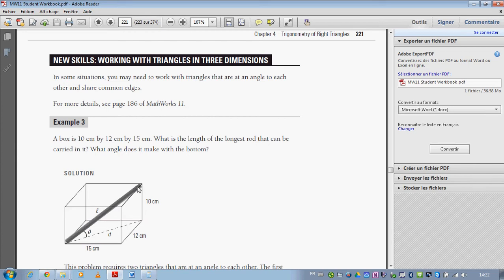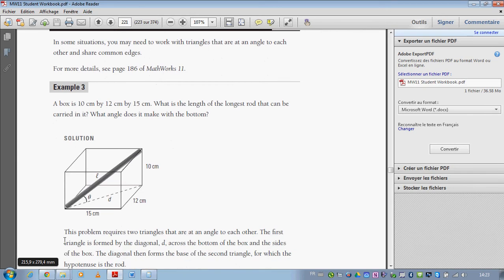Okay, so if you were to have a rod span the length of this rectangular prism, then what needs to happen is that it needs to span across the longest sides. So that means that it needs to be going at the 15 and 12 centimeter sides. So from here to here would be the longest side. So what angle does it make with the bottom, and what is the length?